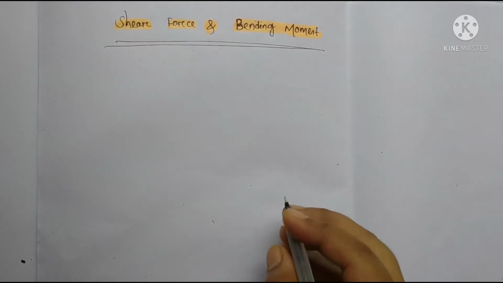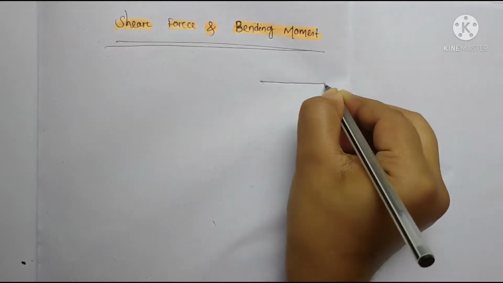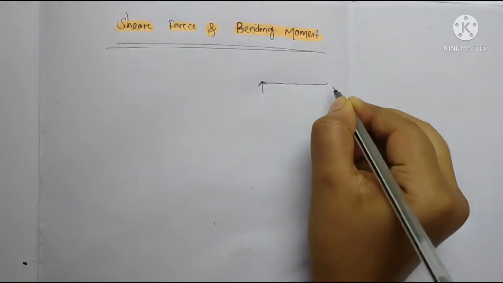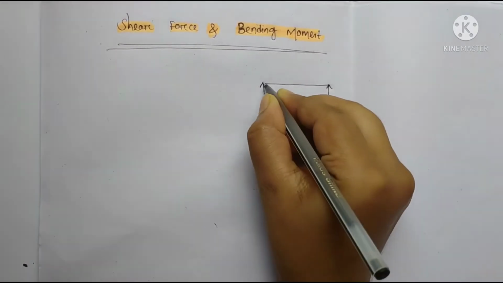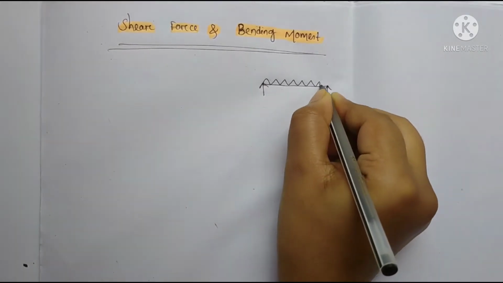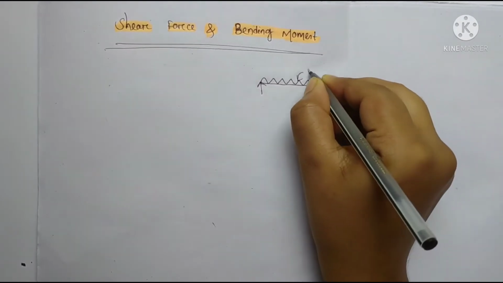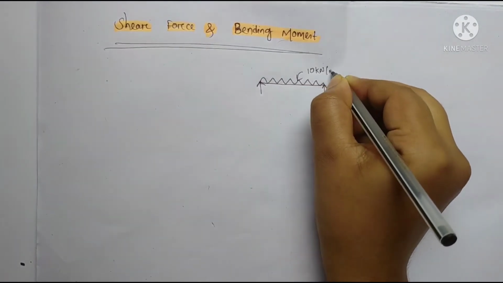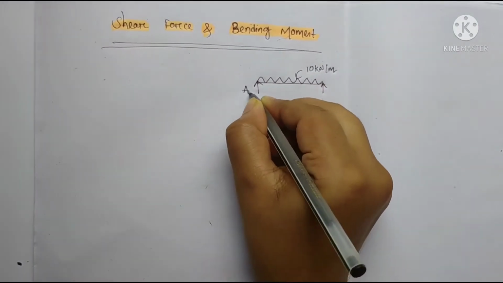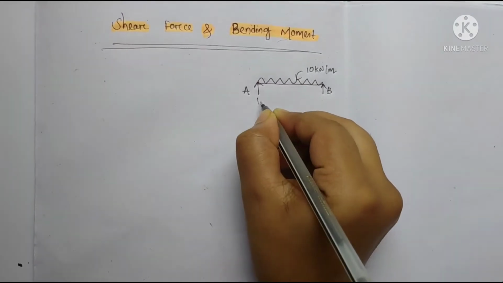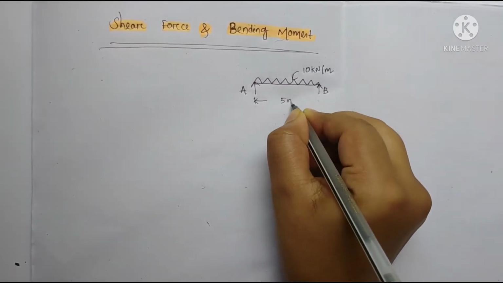Okay, let's start. Now, draw a simply supported beam carrying a uniformly distributed load of 10 kilonewton per meter, with supports A and B and a length of 5 meter.